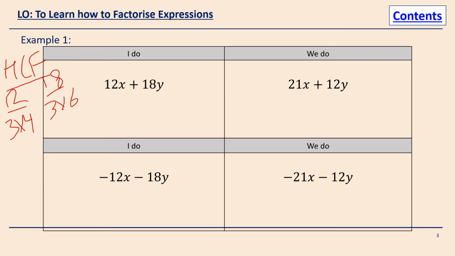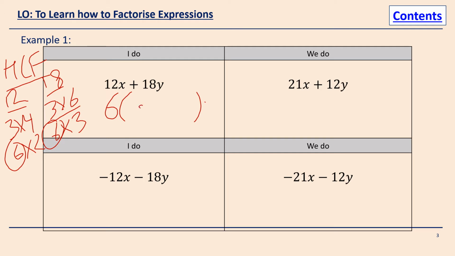But 3 is a common factor, but there must be another one. So let's go for 6. See if 6 goes in. 6 times 2 is 12, and then for 18, we've got 6 times 3. So therefore 6 is our highest common factor. So we could put 6 on the outside of the brackets because 6 goes into both of them.